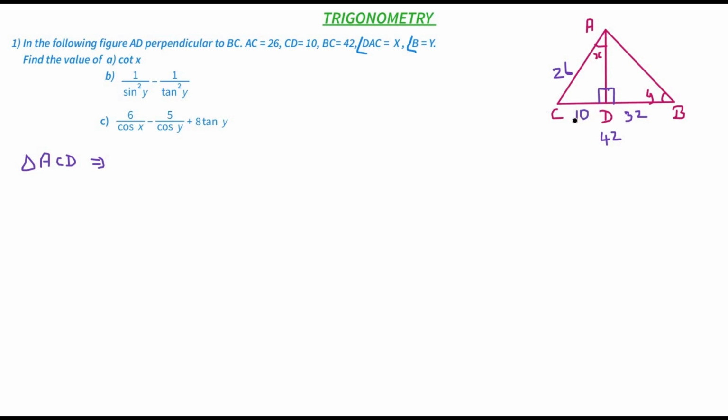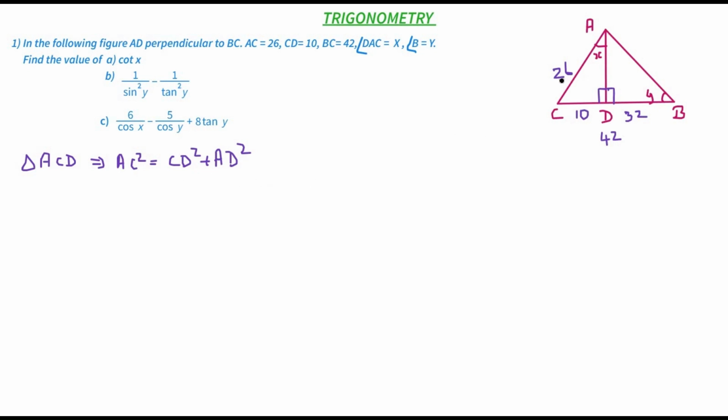So which theorem are we going to apply here? Right, we are going to apply the Pythagoras theorem. So what is the Pythagoras theorem? The square of the hypotenuse is equal to the sum of the squares of the other two sides. This is pretty easy to remember. So our hypotenuse is AC, the side opposite to the 90 degrees is our hypotenuse. So AC square equals CD square plus AD square. Here is the Pythagoras theorem written.